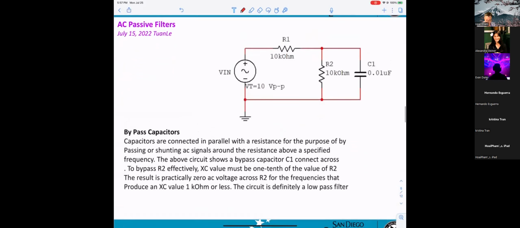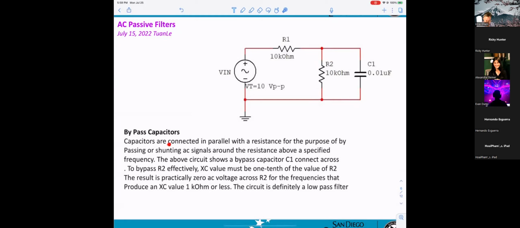Now, this is what they're talking about, the bypass capacitor. This capacitor here, they call a bypass. What does the capacitor want to bypass? Bypassing R2. Exactly. That means at a certain frequency, this capacitor C1 will be shorted. When it is shorted, the signal does not go to R2, it goes to the ground. So that's why they call it a bypass.